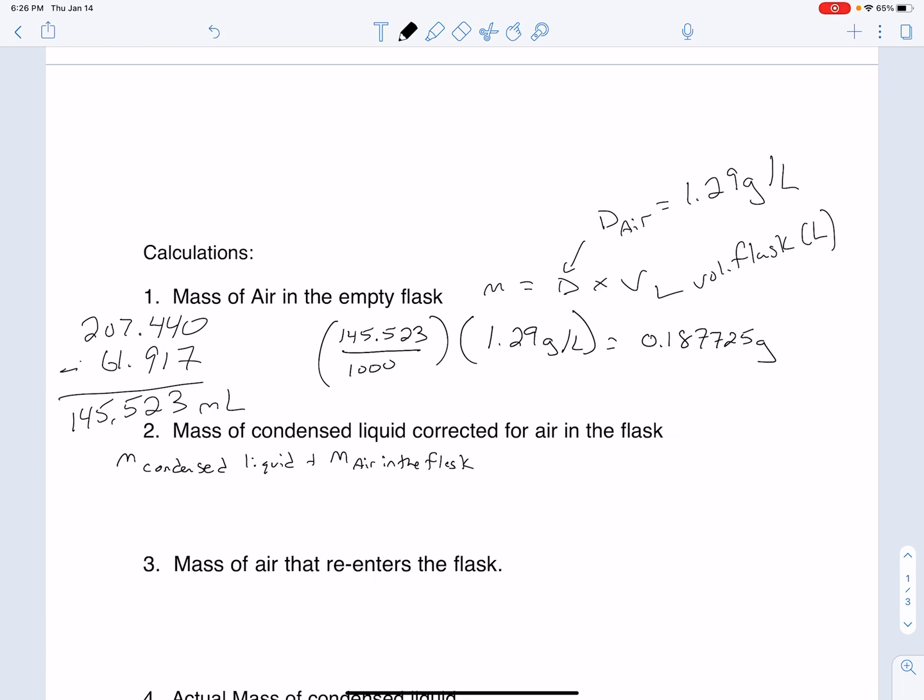Since the flask was supposed to be an empty flask, well, it is an empty flask, but it actually had air in the flask, we need to either subtract the air out of the initial reading of the empty flask, or we need to add this back into the liquid. So we would either have to go back to our flask, that 61.917, take out of that 0.188, or we just add that value in from what the air is, and you'll be able to get a corrected mass of the liquid.